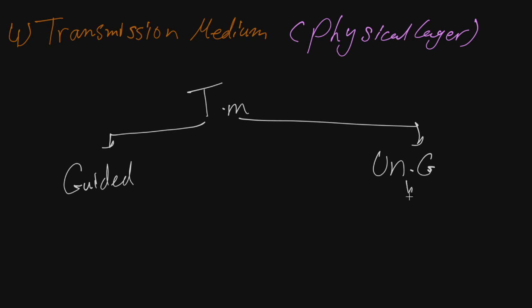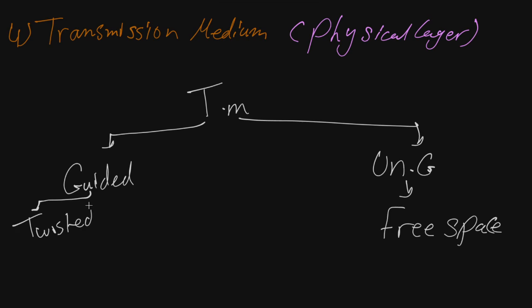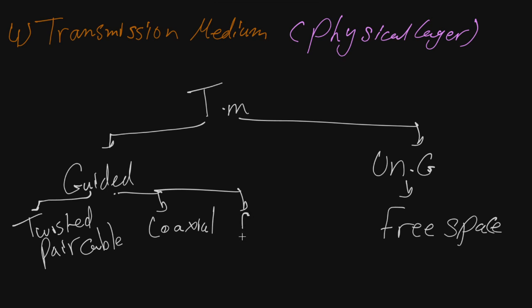The unguided one is usually called free space. We're not going to talk really about free space too much, because we are going to talk about the guided first. The guided ones are the twisted pair cable, and there is also the coaxial, and there is the fiber optics cables.